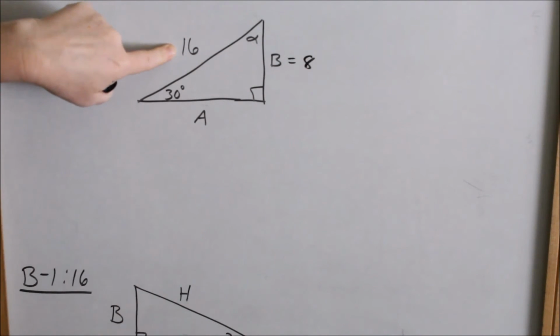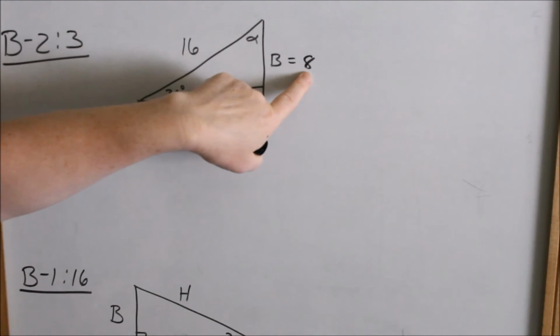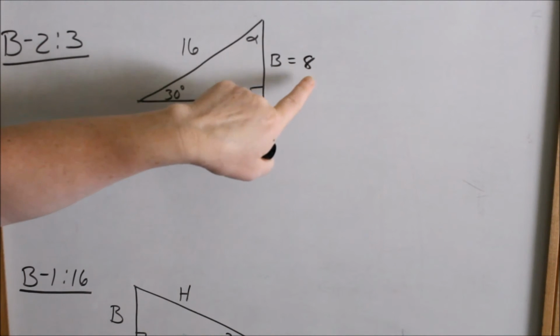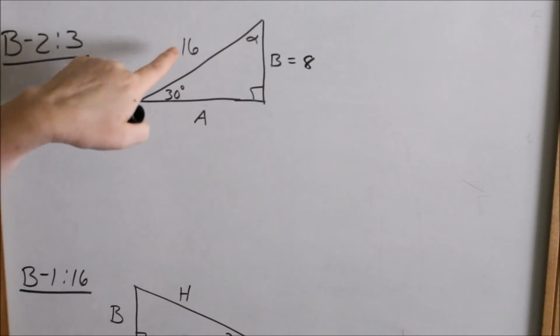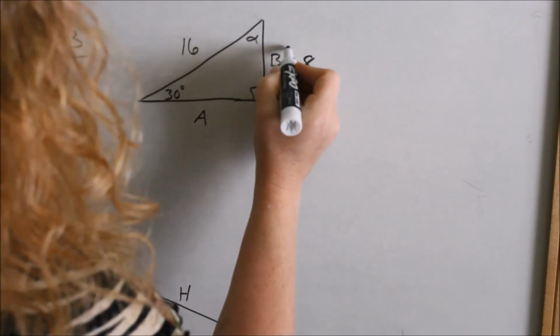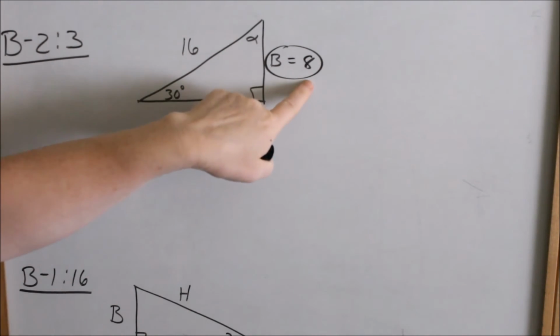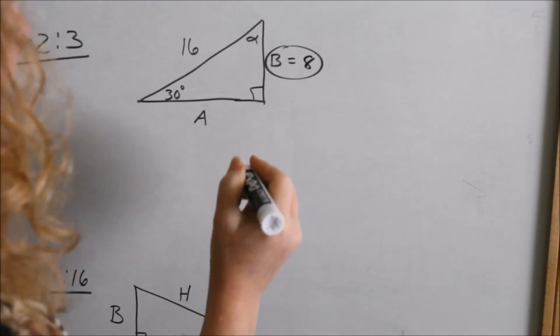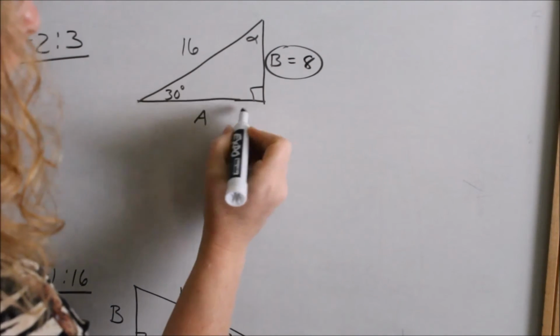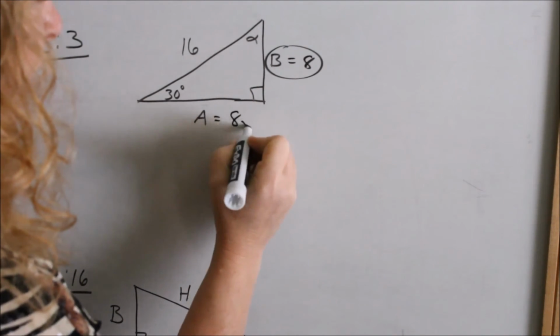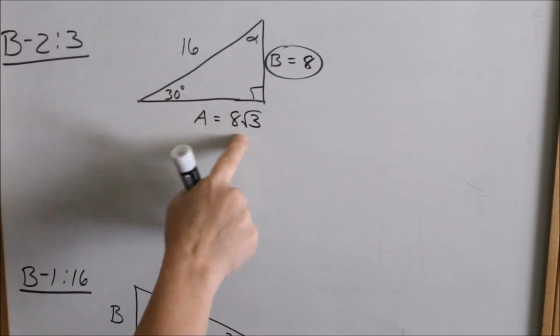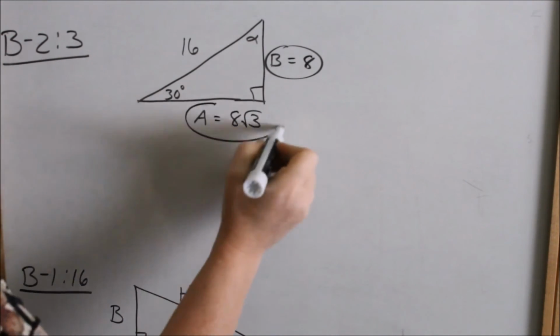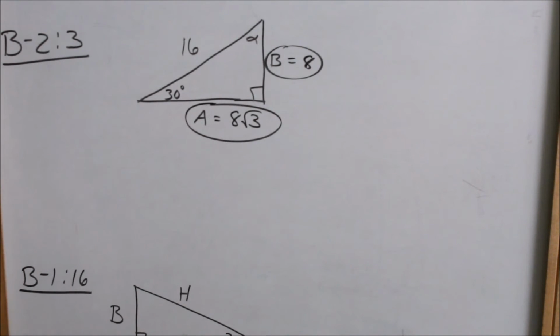To double check yourself, you can go backwards. If my short leg is 8, my hypotenuse should be 2 times that. 2 times 8 is 16. Once you know your short leg, take your short leg, multiply it by square root of 3 to find the long leg. Okay? So again, the long leg is the short leg times square root of 3. Nothing more to do to simplify that. So that is the answer for your long leg.